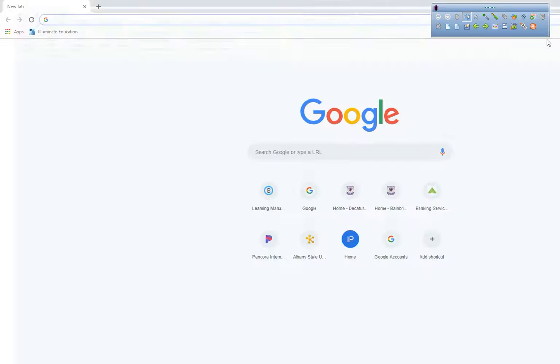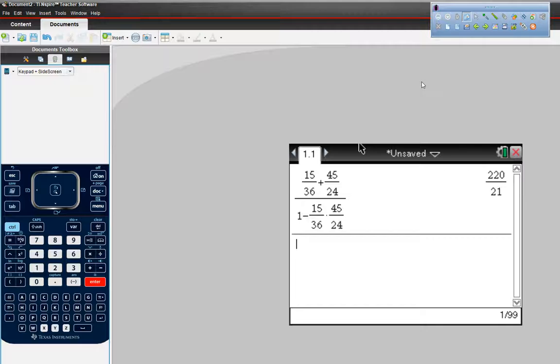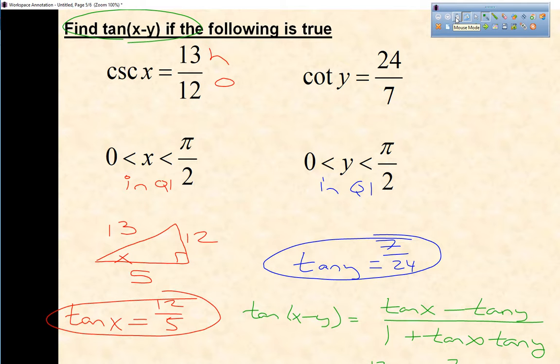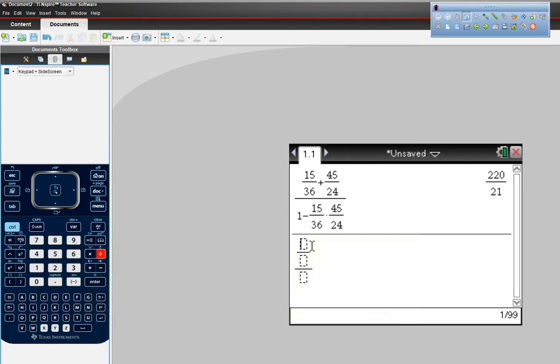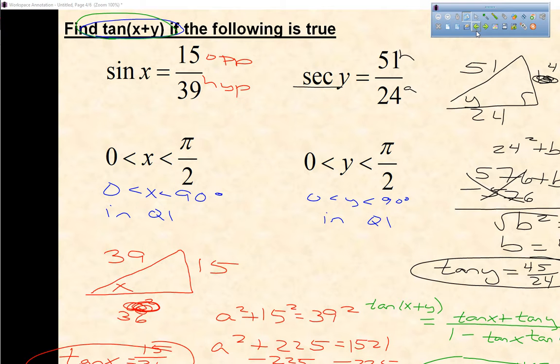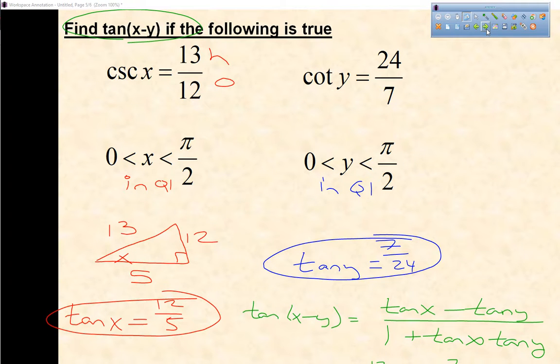So let me just minimize that, and I don't know why that's open. We'll close that. All right, so here's how we're going to do it. We're going to type Control Divide, and then hit Control Divide again, and then we're going to look and see what that number was. That was 12 over 5. So we're going to type in 12 over 5, and it was minus Control Divide, and the other one was 7 over 24.